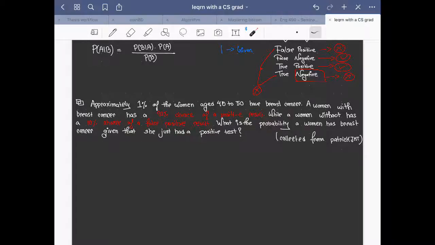What is the probability that a woman has breast cancer given that she had a positive test? So what the question is asking is that the test results are positive, however, we want to know whether the woman actually has cancer or not. So the thing that we are trying to find out is basically this: P, the woman has cancer given that she has been tested positive for it. So this is what we are looking for, right?